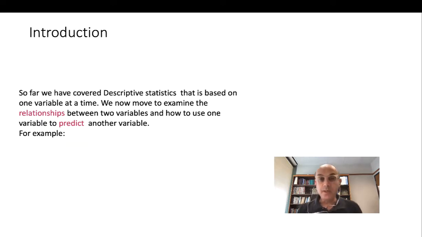So far in modules 1 and 2, my focus was on descriptive statistics, the idea that descriptive statistics allowed us to analyze one variable at a time. Now we are going to move from one variable to two variables, and we are trying to do that by examining the relationship between those two variables and how one can predict the other.